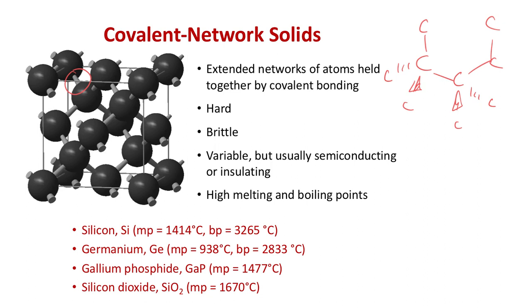That's what diamond is. Now, a covalent bond is generally weaker than an ionic bond, but when you have a three-dimensional array of covalent bonds, you just have so many covalent bonds that they become very hard to break. And so what happens here is we get an extended network of atoms held together by these covalent bonds. You get a very hard structure.